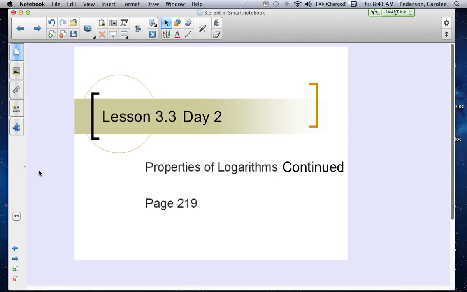This is 3.3, day 2. We're going to continue working with those logarithms. Yesterday we introduced the properties of those logarithms where we expanded those logarithms out. The first part of our lesson is we're going to compact them back together into a condensed form. Then we're going to use the properties from a few days ago and yesterday to simplify logarithms.